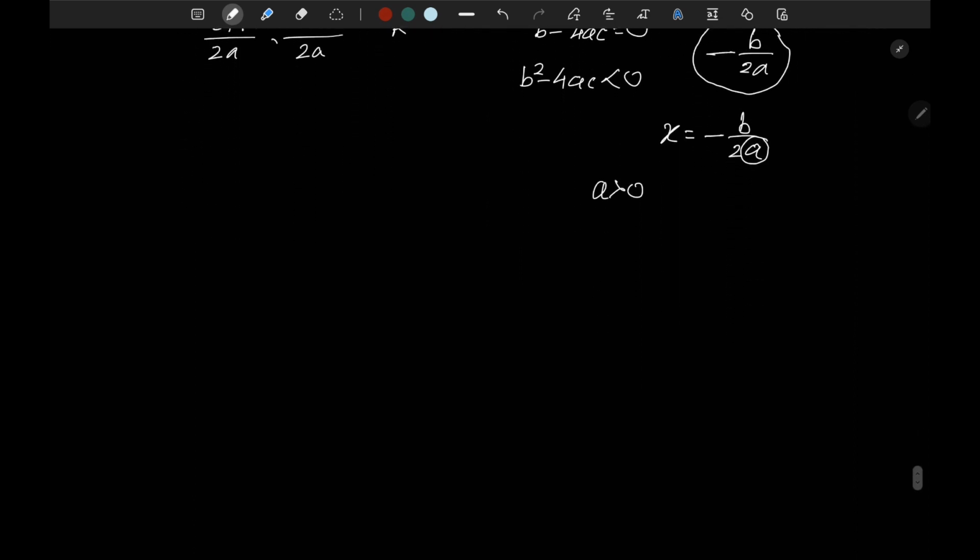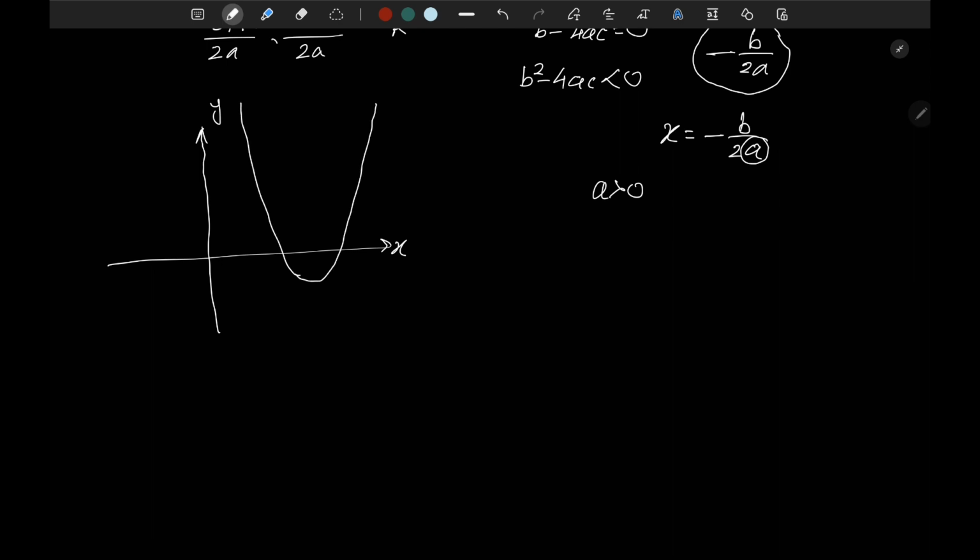Now let's look at how quadratic equations look in the xy plane. So if this is your xy plane, a quadratic equation will look something like this, or it may look like this. In this case, your a is greater than 0, and in this case your a is less than 0.